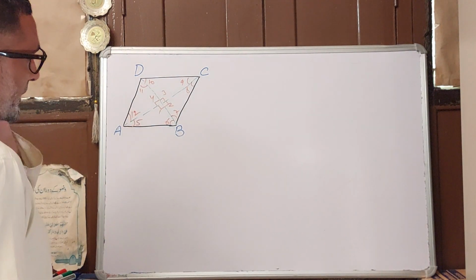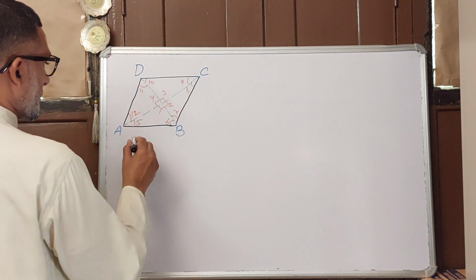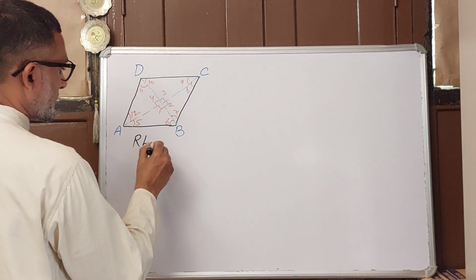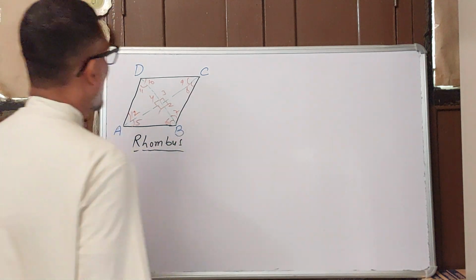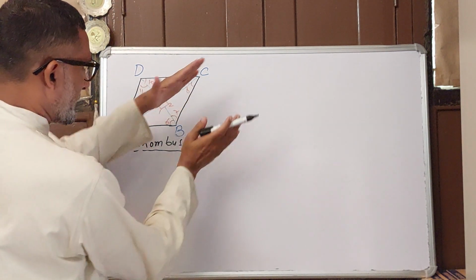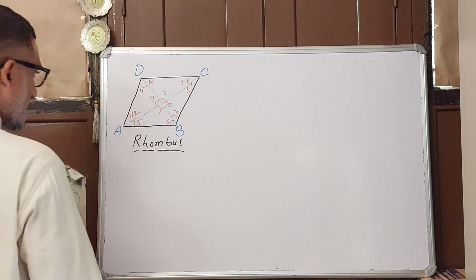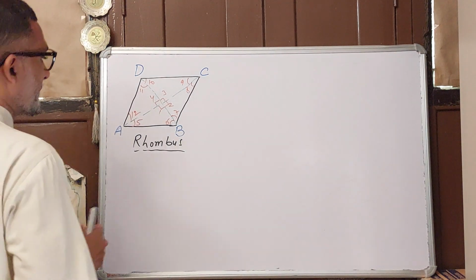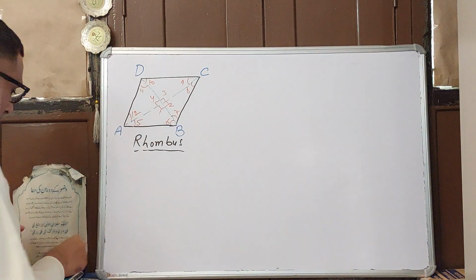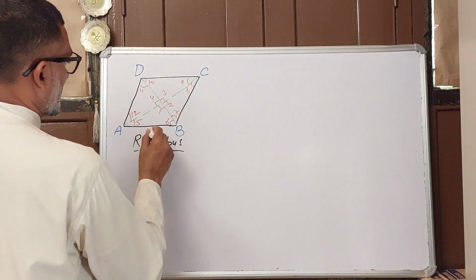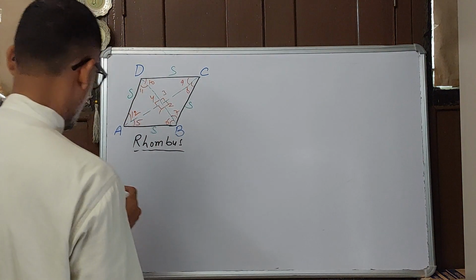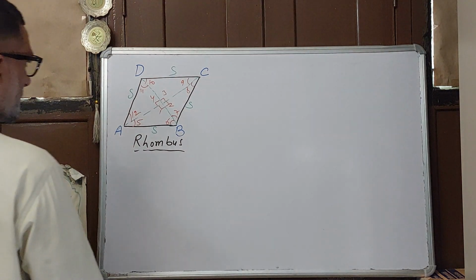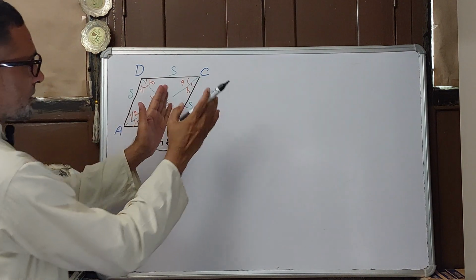Now we start the properties of this figure. This is called a rhombus. A rhombus is the same as a square, but just tilted and bent. So what we know is that all sides are equal, and the opposite sides are also equal, but it is just bent.